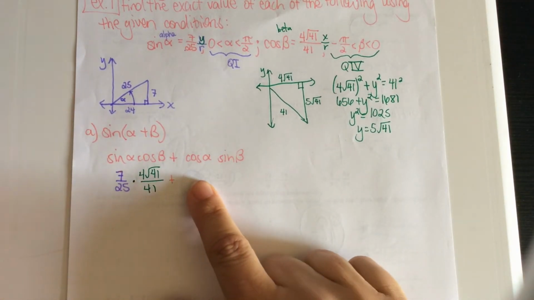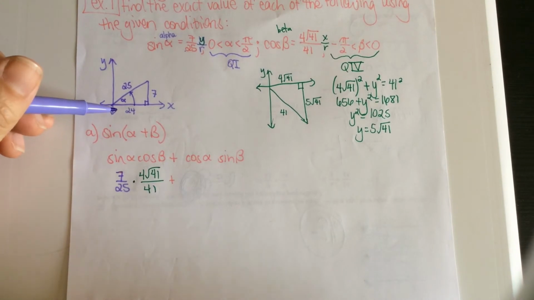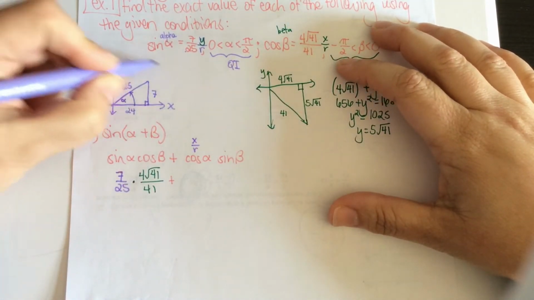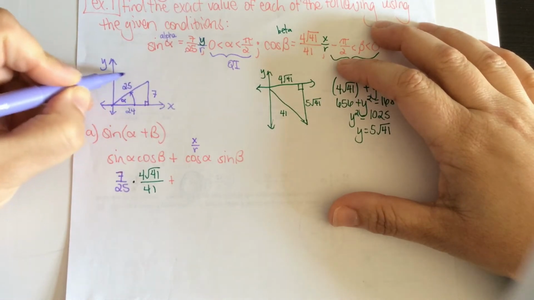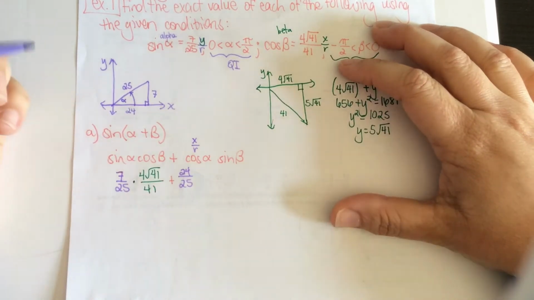Cosine of alpha, I need the picture for. That has not been given to me. So I'm going to look at the picture. I'm going to remember that cosine is x over r, and I want to make sure I'm looking at the alpha picture. So x over r is 24 over 25.